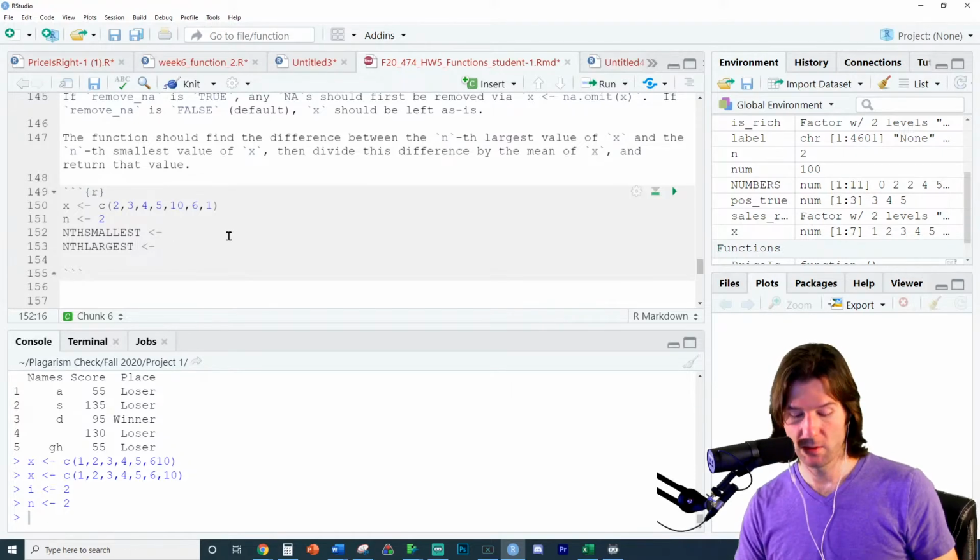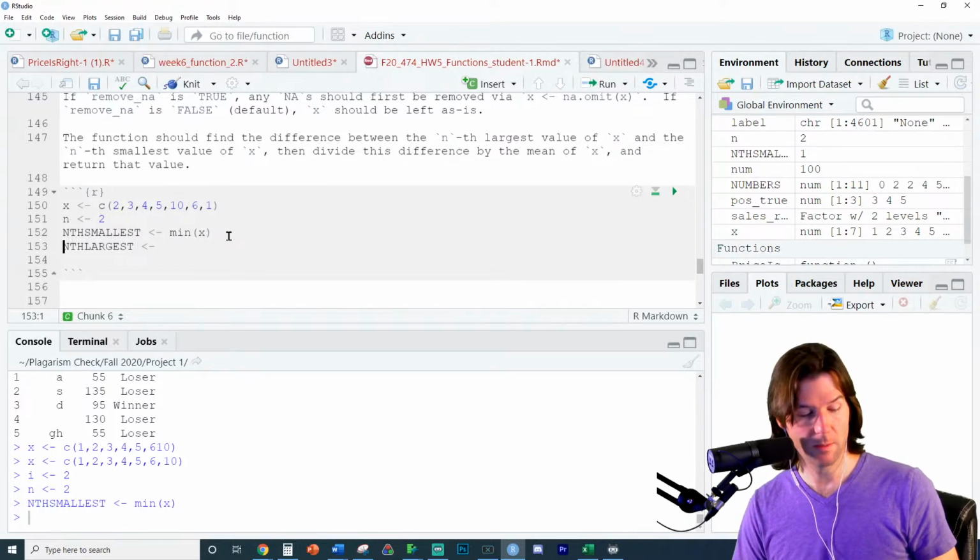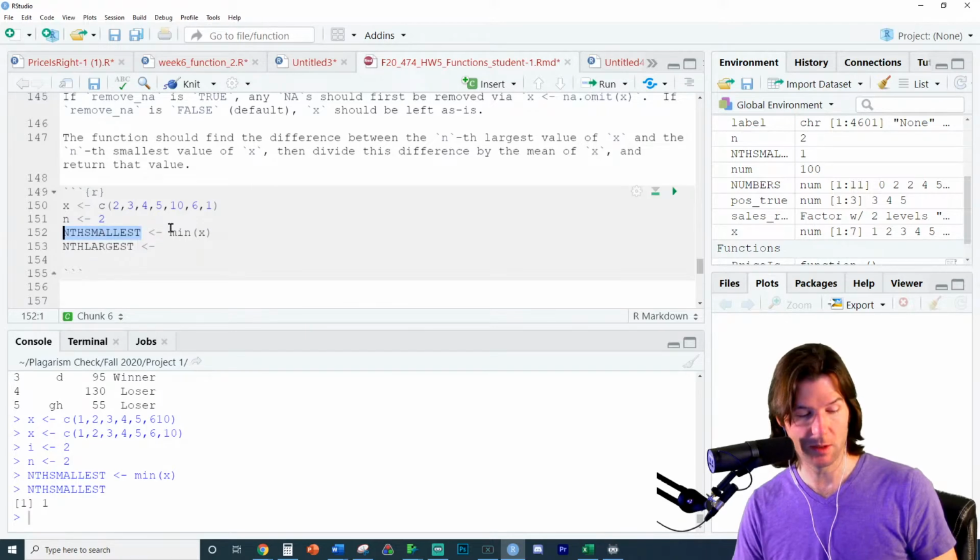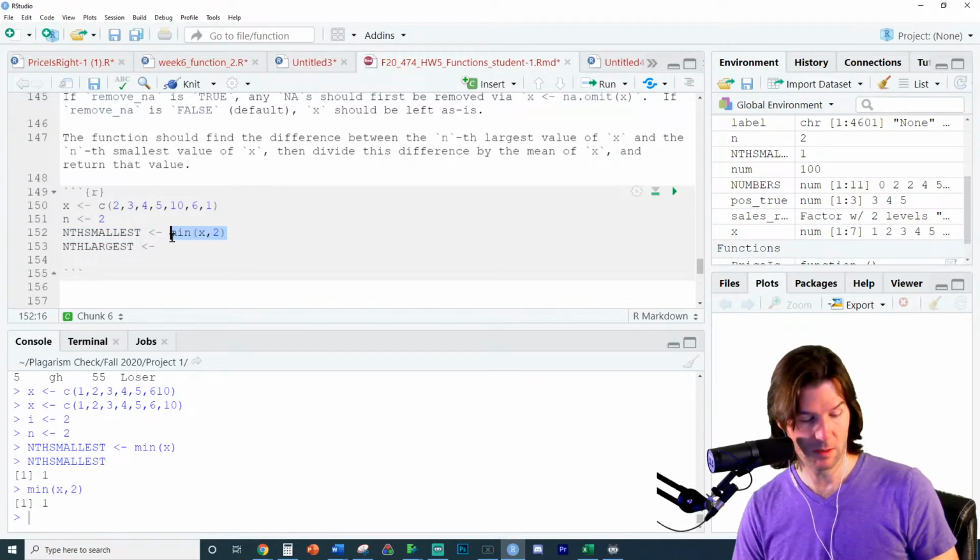You might be right, Bryce. There might be a way. Well, the problem right now is that min is going to get us the min of the vector, which is 1. But I don't think min has additional arguments, does it? As far as I know, min can only get you the min.